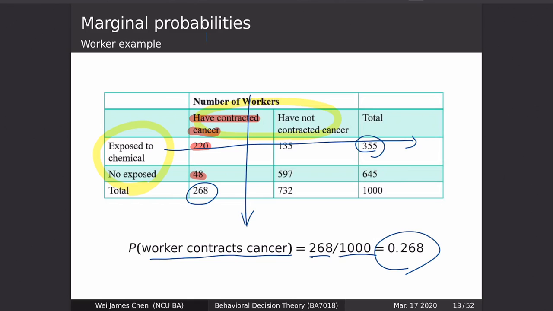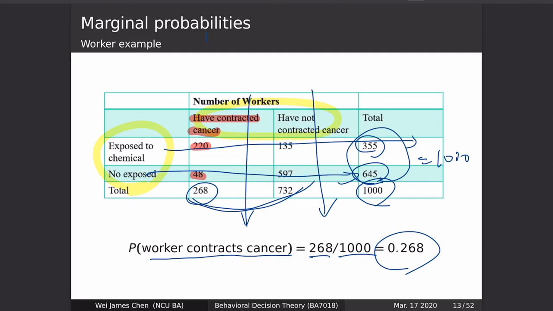And if you want the probability of exposure to the chemical, you go this way and you get another marginal probability, or you go this way and you get another marginal probability. Note that the sum of these two must equal 1,000, the total sum, and the sum of these two is also equal to 1,000, because you could either have cancer or not, and you either were exposed to the chemical or not. So this is how you look at a joint probability table and how you define marginal probabilities.